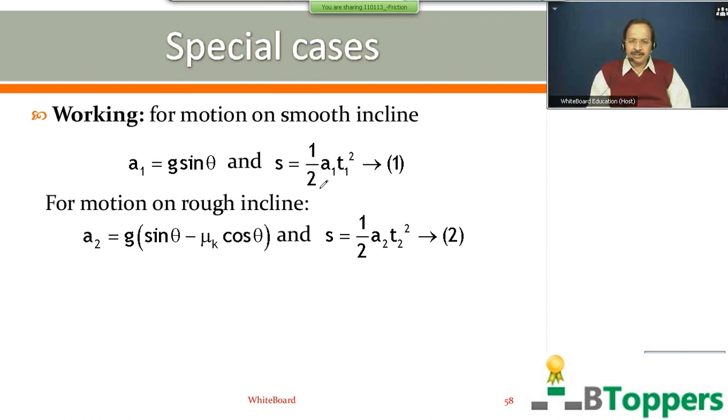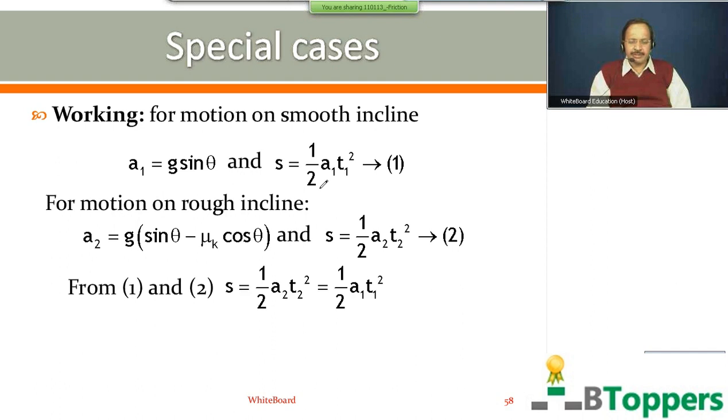So when you equate the right hand sides of equations 1 and 2, you can write s equal to half a2 t2 square, which can be written as equal to half a1 t1 square, or a2 by a1 equal to (t1 by t2) whole square. Come on, copy down this working up to here. In case you need more time to copy the working, you can pause and take your time.